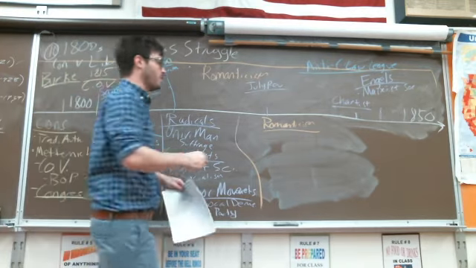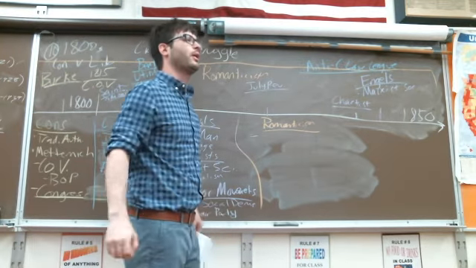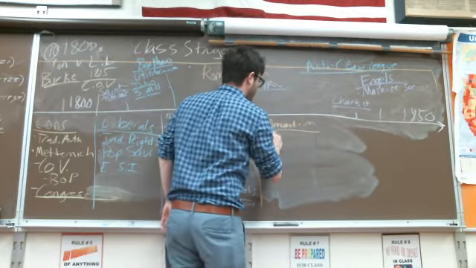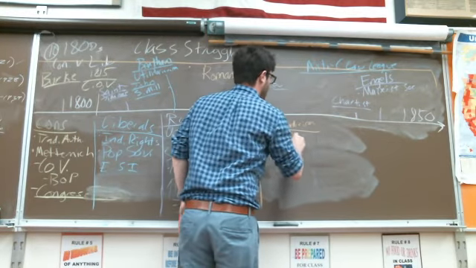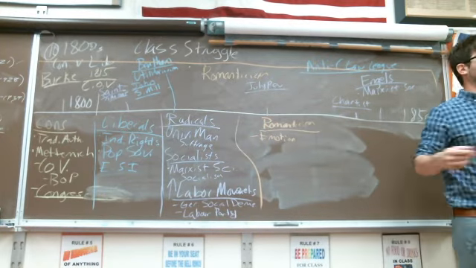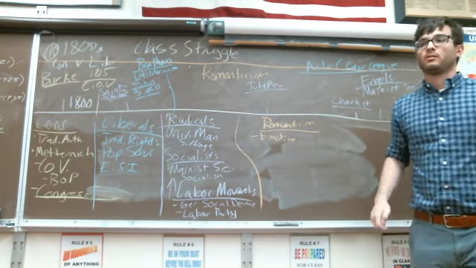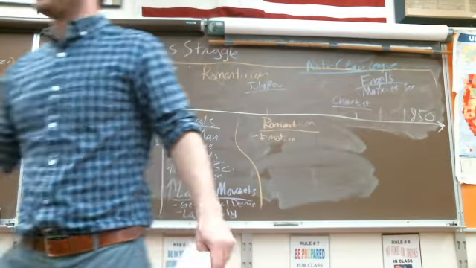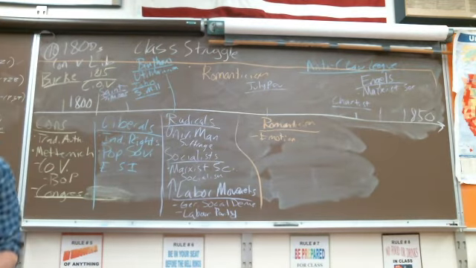What if you have to write one word for Romanticism? What's it about? Emotion. Nature. Write down nature. Emotion and nature. It's all about individuality and the individual experiences.